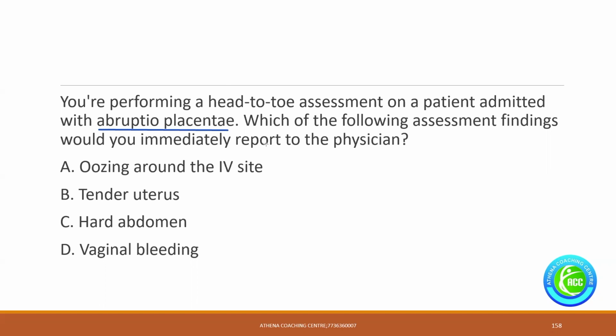So out of this, which one of the following, when you notice, you have to immediately report to the physician? Oozing around the IV site is indicating a sign of bleeding. Tender uterus is quite common in abruptio placenta. Hard abdomen is also a sign of abruptio placenta. Vaginal bleeding is also expected in abruptio placenta. But which one is more serious in terms of abruptio placenta?